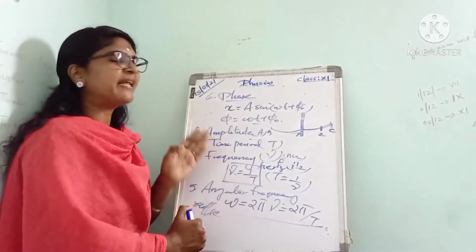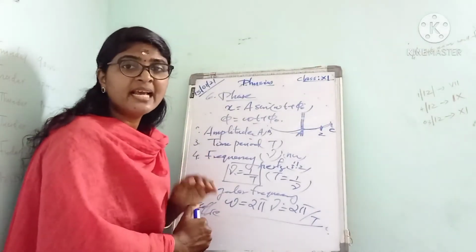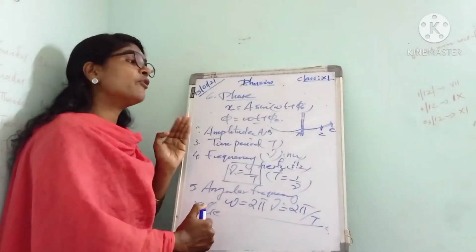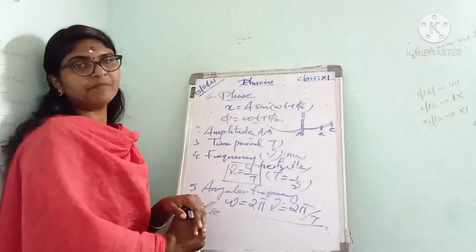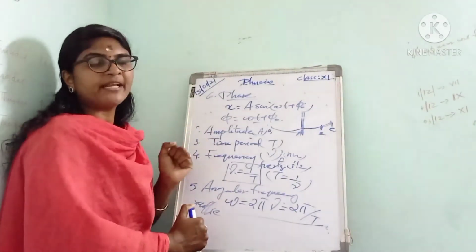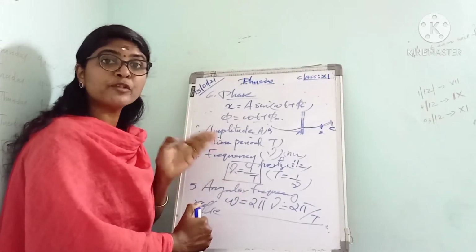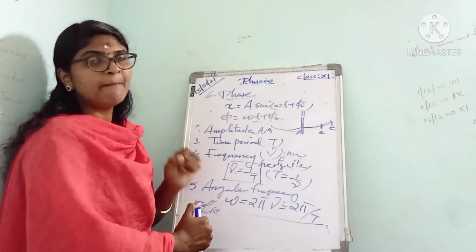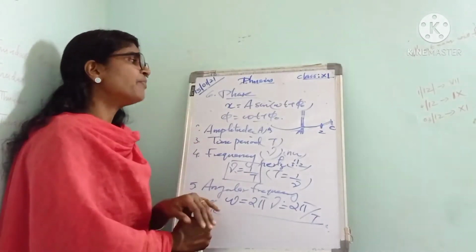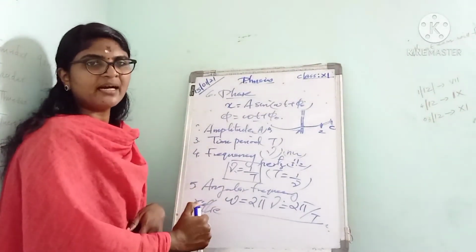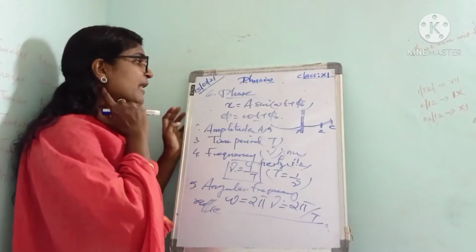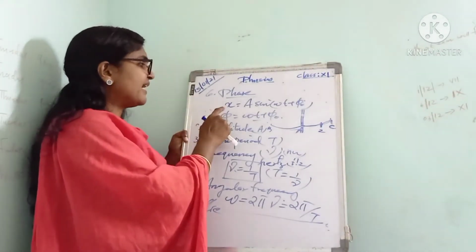Actually, the phase of a vibrating particle at any instant gives the state or position of that particle at that instant. Actually, the phase of an oscillating particle at any instant gives what? The state or position of that particle at that particular instant. That is actually phase.